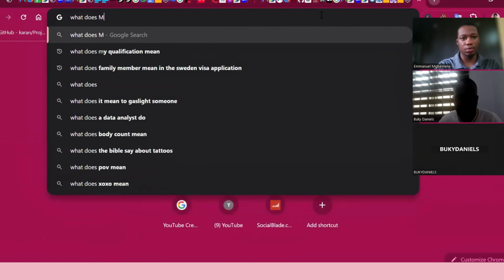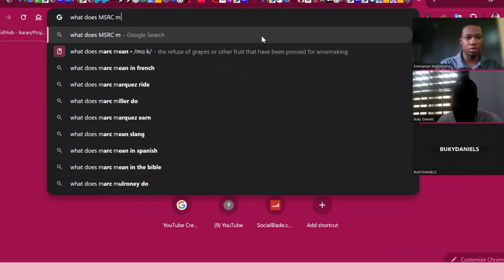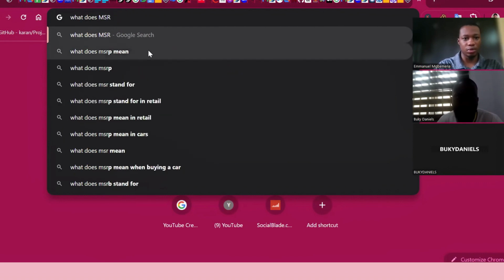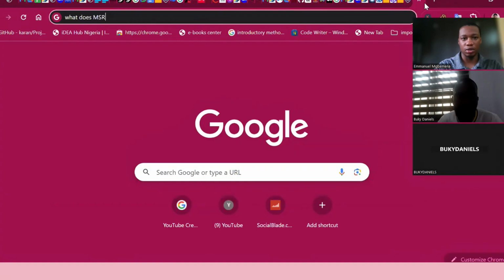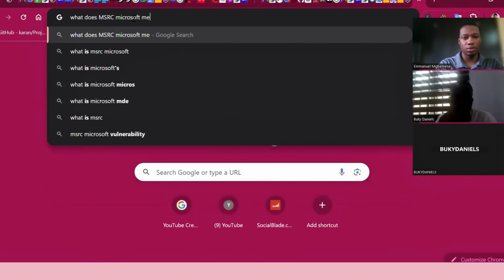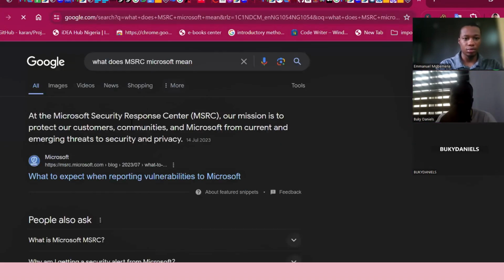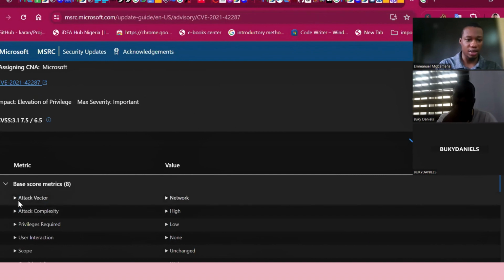What does MSRC mean? Okay, so Microsoft Security Response Center. Okay, yeah, that's clear. So looking at this, they said the attack vector drop down.